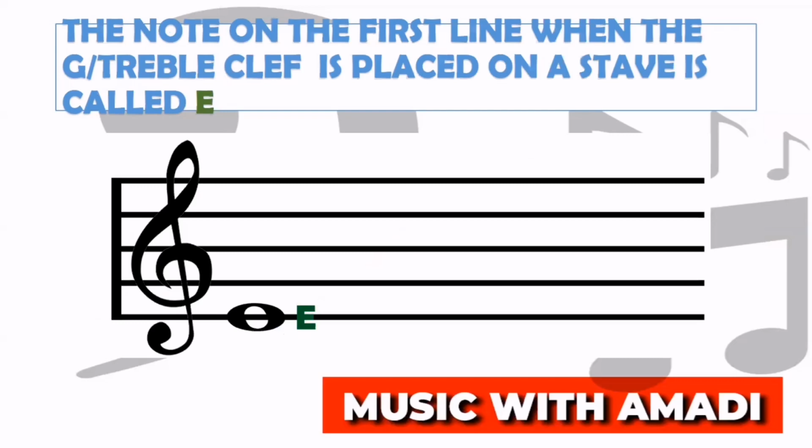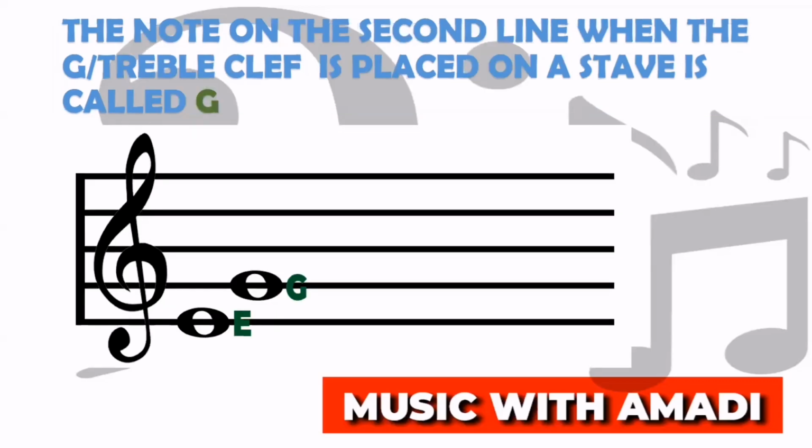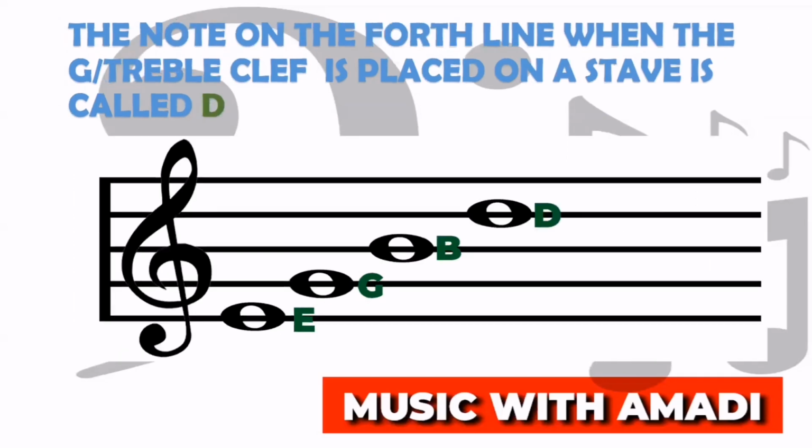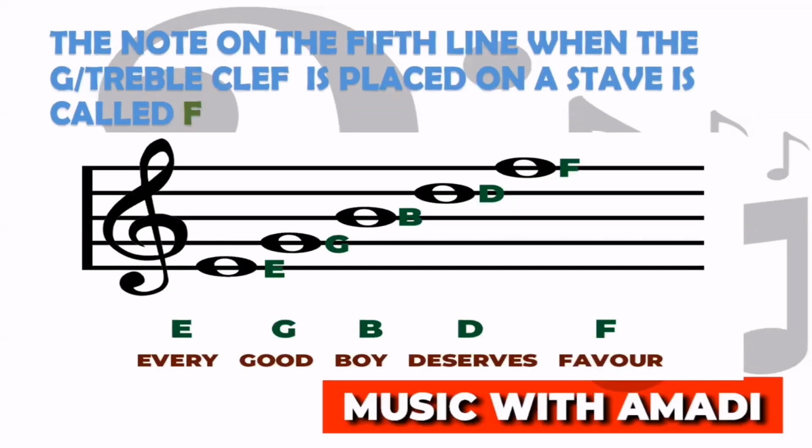When the G treble clef is placed on a staff, the first line is called E, as you see. The second line is called G. The third line is called B, the fourth line is called D, and the fifth line is called F.